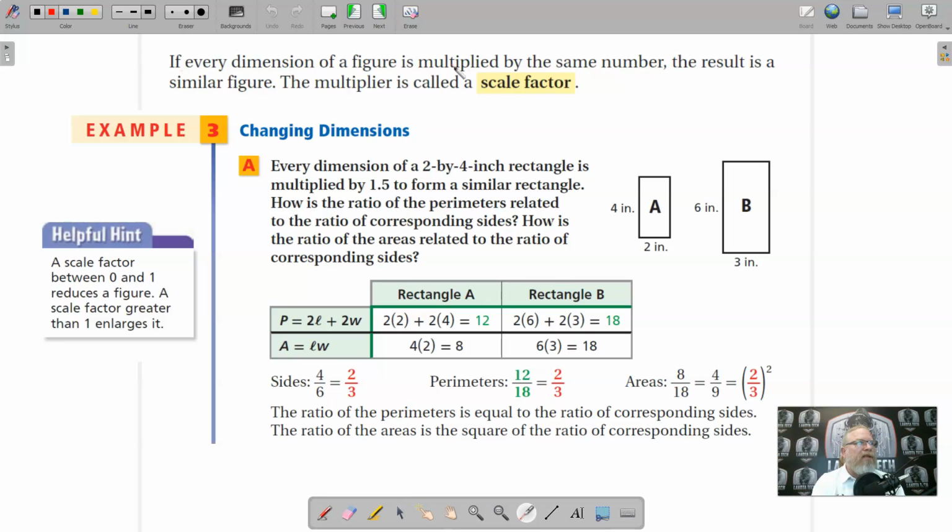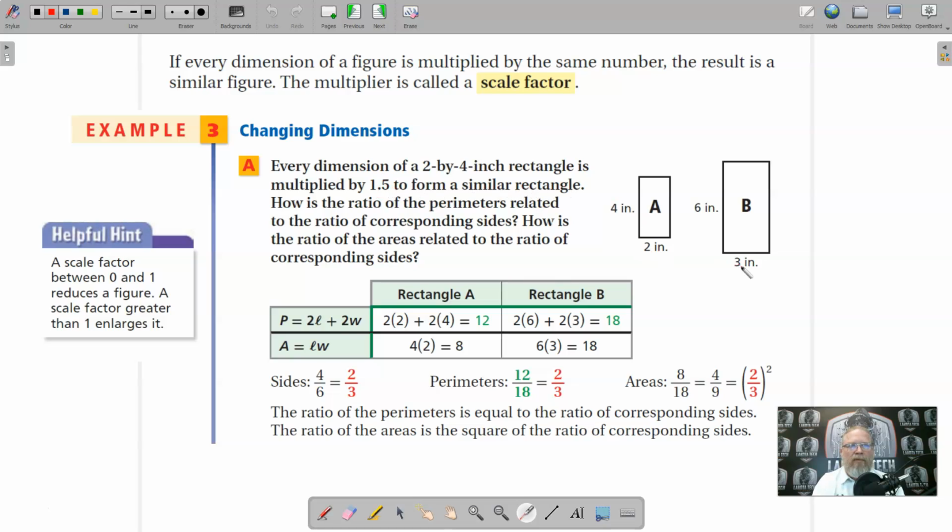If every dimension of a figure is multiplied by the same number, the result is a similar figure. The multiplier is called a scale factor. So example 3, changing dimensions. Every dimension of a 2 by 4 rectangle, here we see the 2 by 4 rectangle, rectangle A, is multiplied by 1.5 to form a similar rectangle.